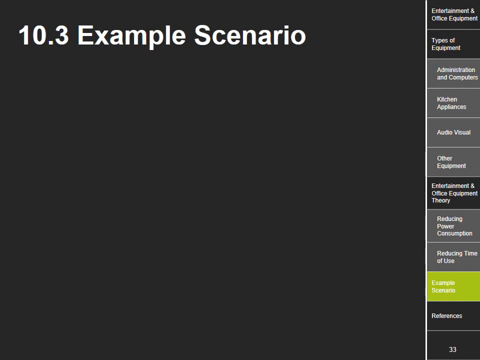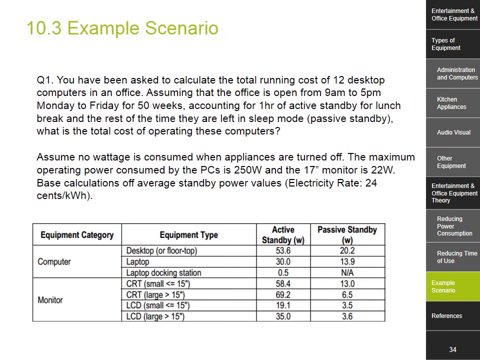A few example scenarios. This example shows how to calculate savings from reducing standby power. It's simply a matter of determining the power saving and how many hours a year that saving in power is made. Then this can be multiplied by the electricity rate to give the savings per annum.